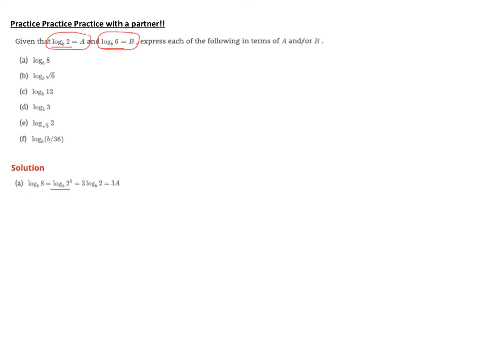I'm going to show you, though, part E. That one's a little tricky. So I'm going to go through part E with you, which is log base square root of b of 2. Again, my goal is to get either log base b of 2 or log base b of 6, so I can replace with a or b. Okay, first thing I'm going to do is I'm stuck in log. I don't know what to do. I'm heading to exponential. So it's going to be square root of b, my base, raised to an unknown exponent, is going to equal 2.